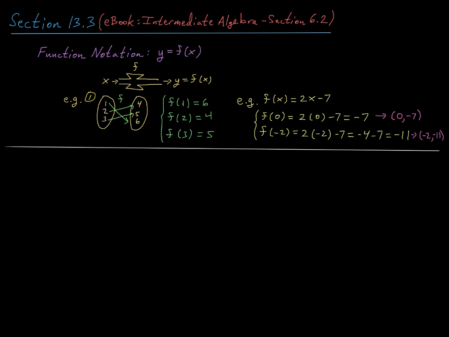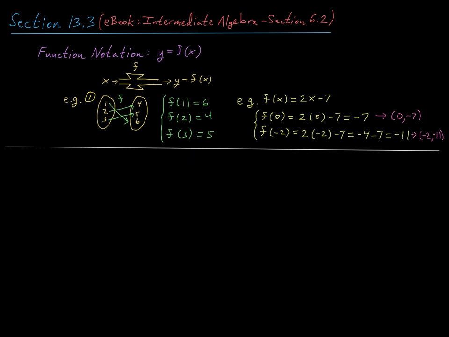So if I do f of 1, that's saying feed the function the input 1, the output will be 6. If I feed the function 2, the output will be 4, and if I feed the function 3, the output will be 5.